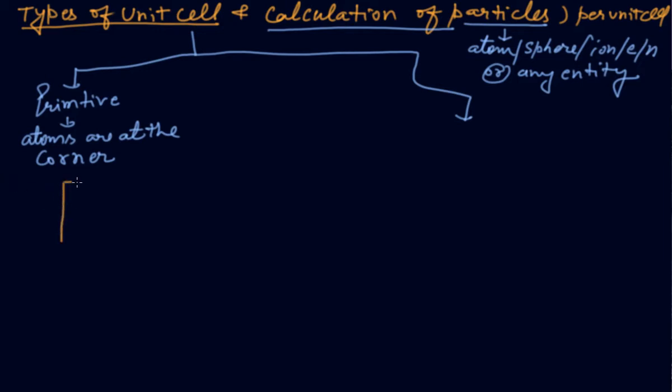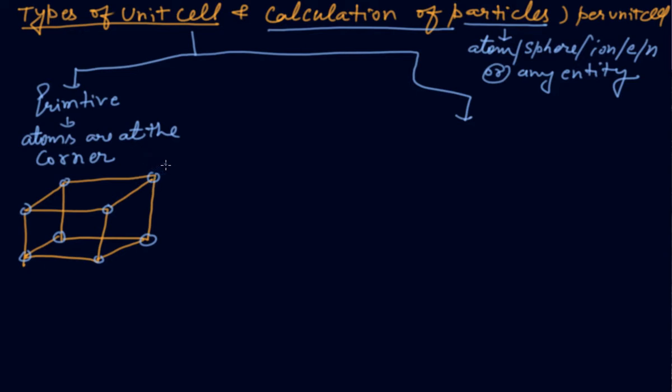Take the unit cell and draw these unit cells. Now show the atoms or any particle entity at the corner. Now do the calculation. One cell is attached with 8 other cells. So this one part is attaching with 8 cells, and in one cell these are 1 by 8.